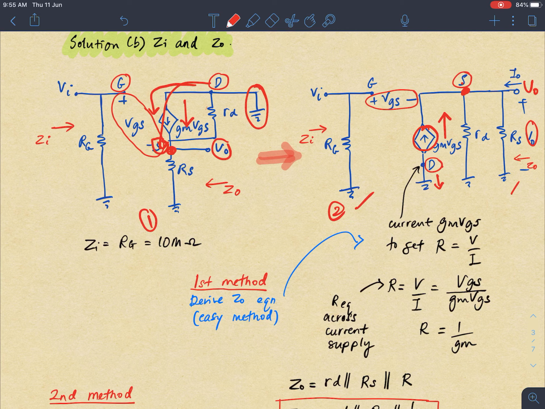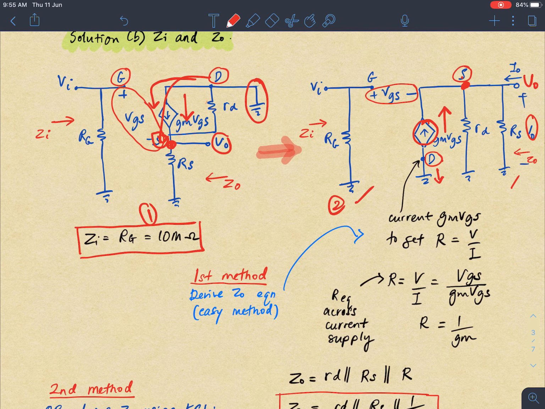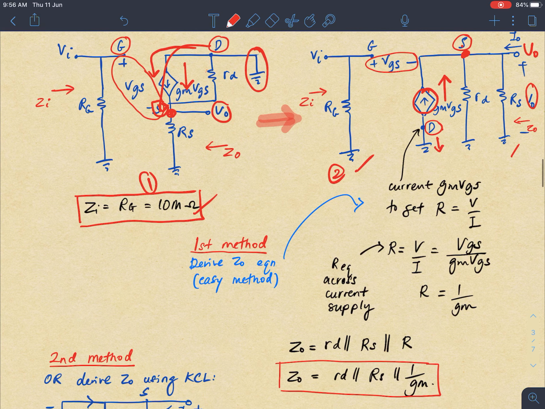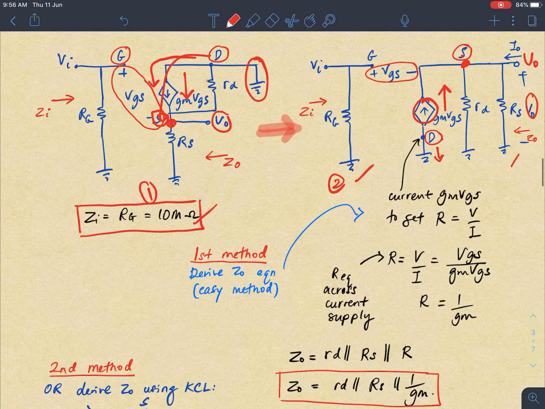Then we find the Z in. The Z in is very straightforward. You can get Z in equal to Rg, 10 megaohm. However, for the Z out, it's quite complex. I want to show you two methods that you can use to get Z out. The first method is a very easy method. By referring to this figure, take a look at this part.